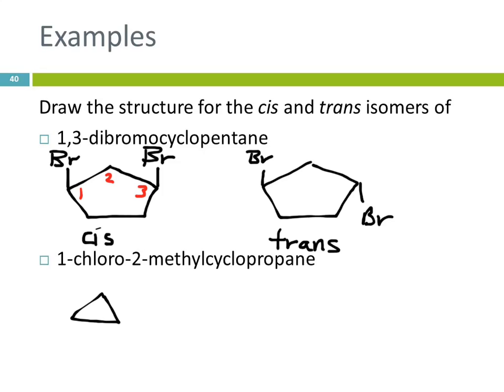1 chloro, 2 methyl. So those 2 groups are going to be on adjacent carbon atoms. And you can pick whichever one you want. I'm going to call this 1. So there's the chlorine. And 2 methyl, if we're going with the line structure, I can just draw a line going down. And this, we understand that at the end of this line is a carbon with 3 hydrogens on it.